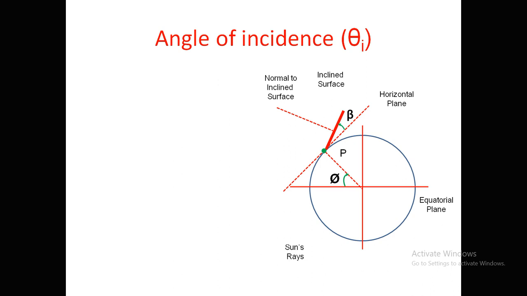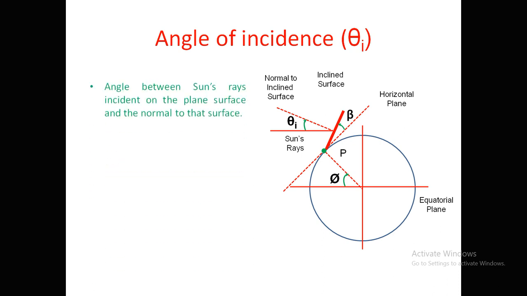Now I have the sun's rays. The dark line is the sun's rays from the sun. The angle between the sun's rays and the normal to the inclined surface is called theta i, the angle of incidence. This is the important point. Formally, the angle between the sun's rays incident on the plane surface and the normal to that surface is called the angle of incidence.